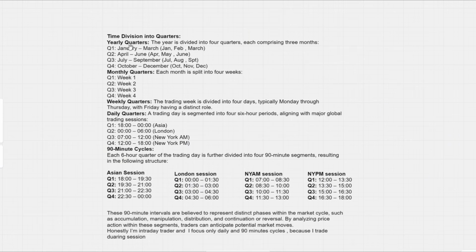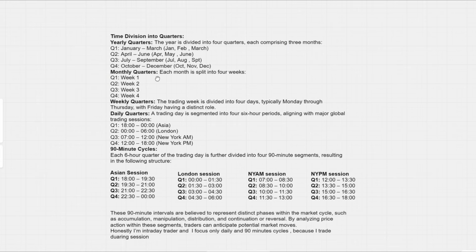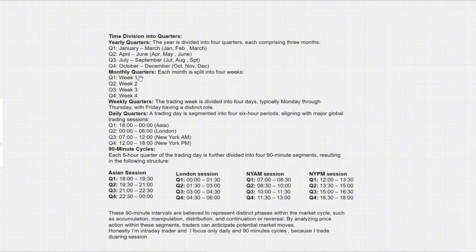First, yearly quarters. These are the standard 4 quarters of the year. First quarter runs from January to March, second quarter goes from April to June, third covers July to September, and fourth is from October to December. Next is the monthly quarter. Here, each month is divided into 4 parts based on the weeks. So the first week is the first monthly quarter, the second week is the second quarter, and so on.